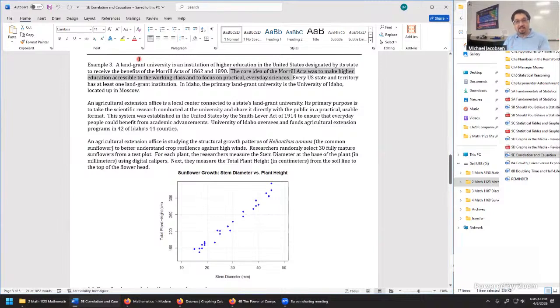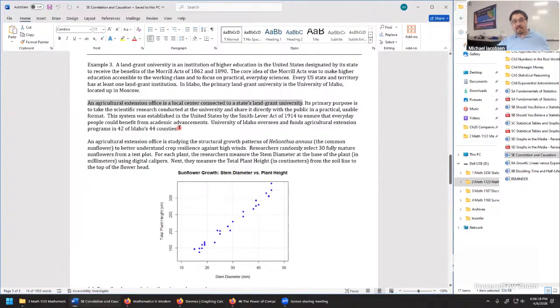For Idaho, it's not ISU. It turns out it's the University of Idaho up in Moscow. So that's that last part right there. Once you have a land-grant university, there's agricultural extension offices that go along with it. So we're told next in the context, an agricultural extension office is a local center connected to the state's land-grant university. So Moscow, University of Idaho for our land-grant university.